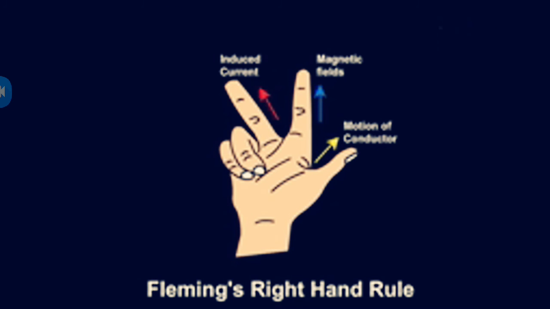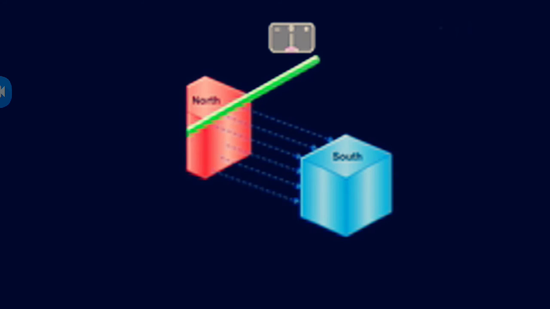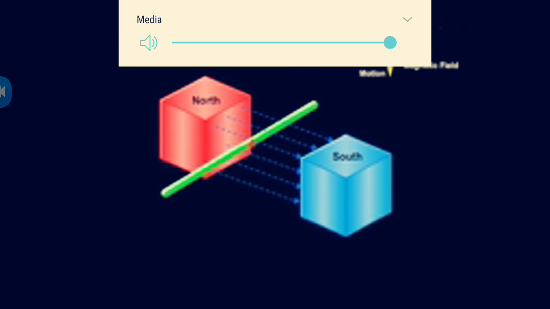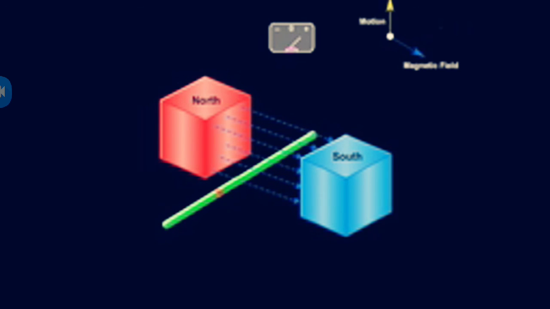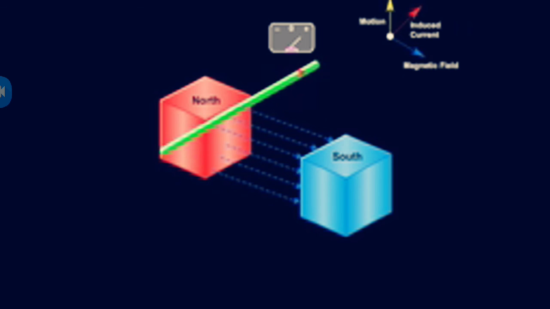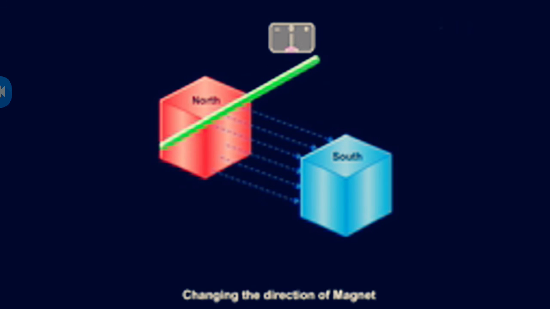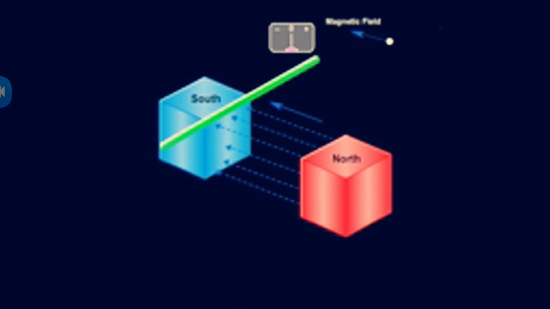Current is induced in a conductor moving in a magnetic field. The direction of the induced current is given by Fleming's right-hand rule. When a metal rod is made to fall in a magnetic field, current is induced in the rod. Notice here the direction of the induced current in various situations, as the direction of the motion of the rod changes, and also in situation when the direction of the magnetic field changes.